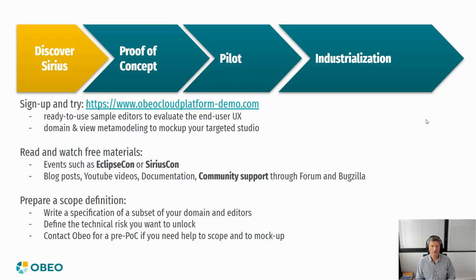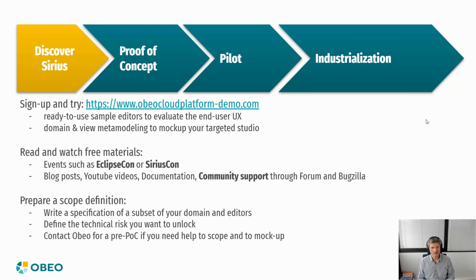So it's a four-step approach. First, you can discover Sirius, so you can try the demo platforms on Obeo Cloud Platform to use existing sample editors. You can also start to create your own domain models and views, which could help you to mock up what you expect at the end.